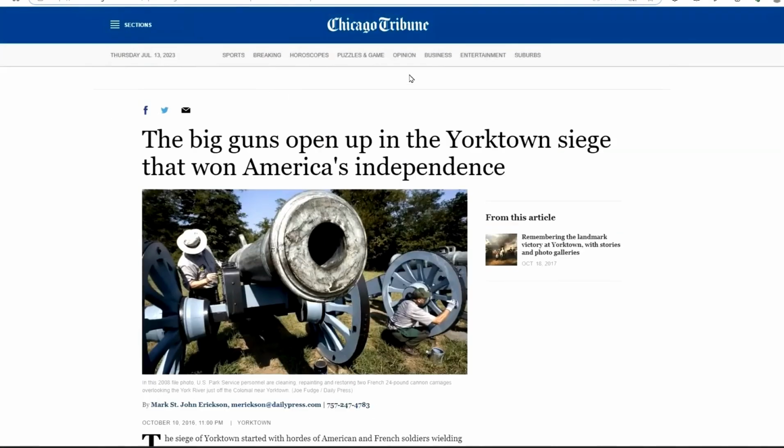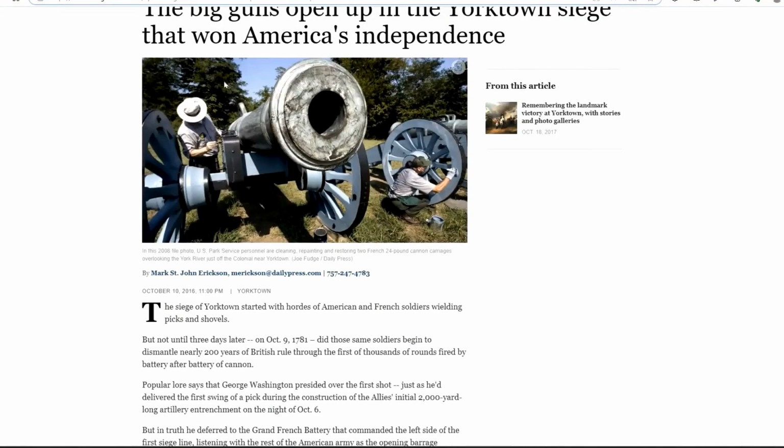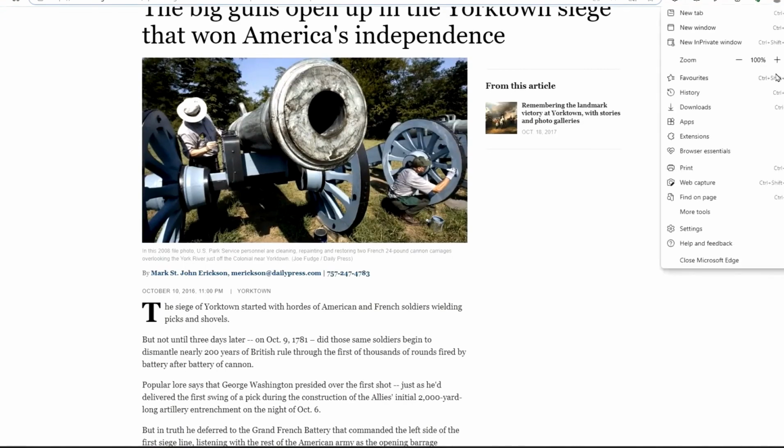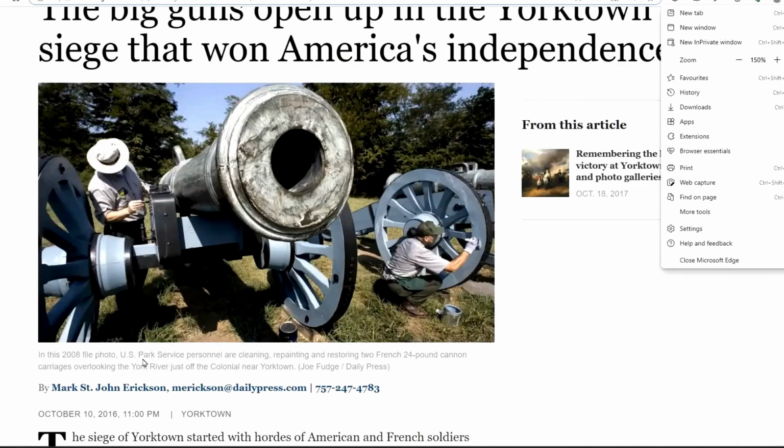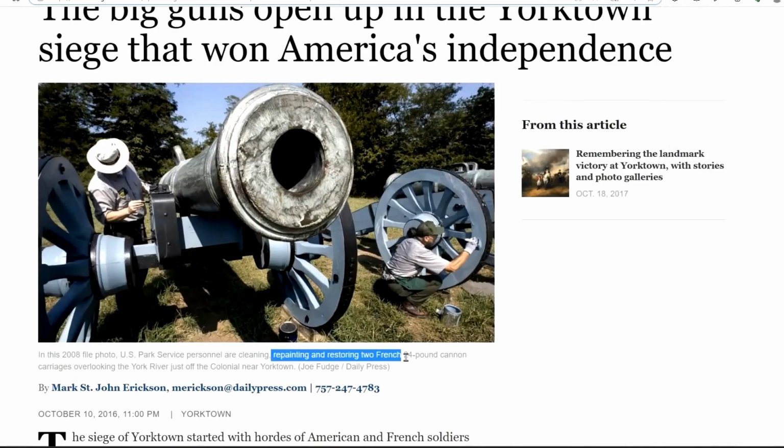Now, there's this article, which is from the Chicago Tribune, and it says, "The big guns open up in the Yorktown siege that won America's independence." And of course, it shows you a picture of one of the guns, which is still on display at the Yorktown Historical Battlefield. And I just wonder where this was made. Let's have a look. It's one of the French 24-pound cannon.